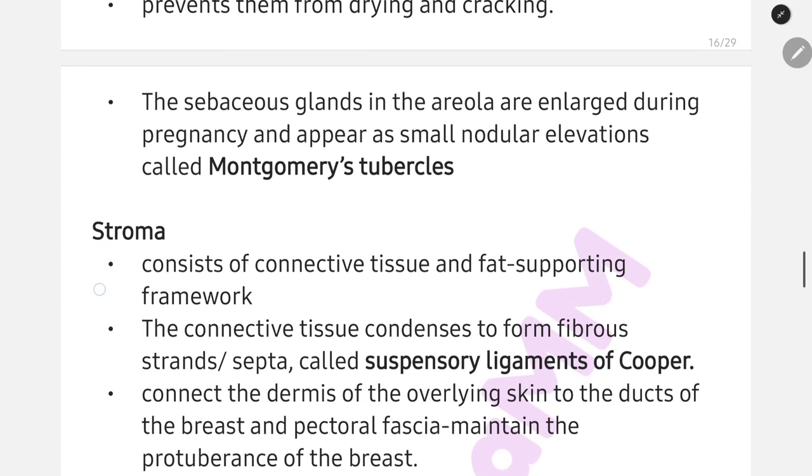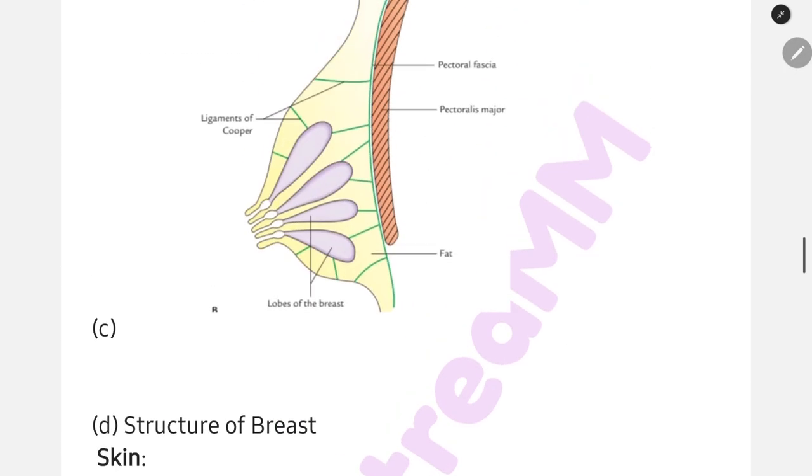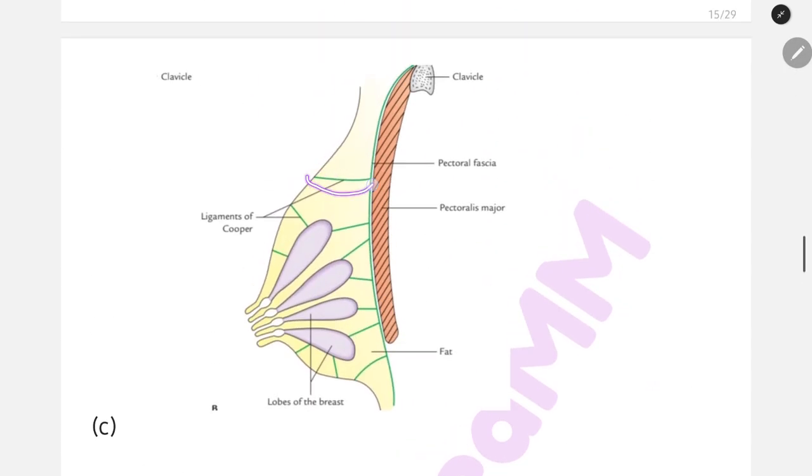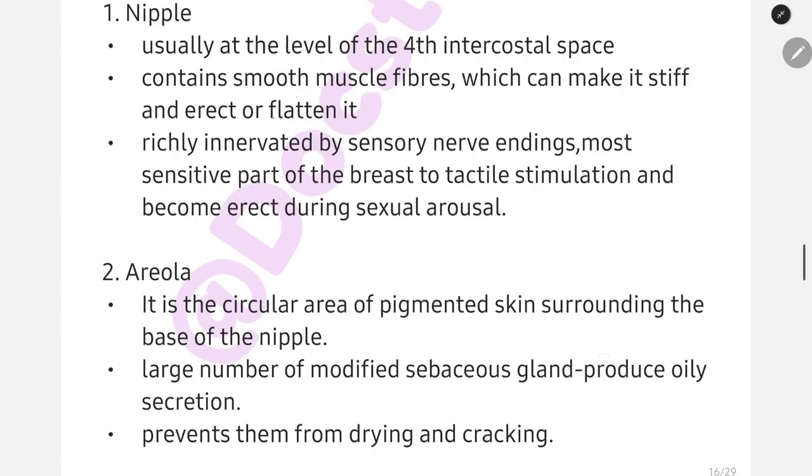And let's talk about stroma. Stroma is the connective tissue and fat. It forms the supporting framework of the breast. Fat forms most of the bulk of the breast. Connective tissue condenses to form the suspensory ligament. So this is the suspensory ligament of Cooper. It connects from the fascia to the dermis of the skin or to the lactiferous ducts. You have to write this.